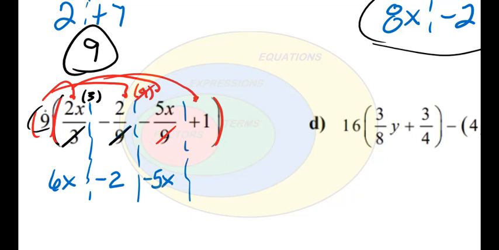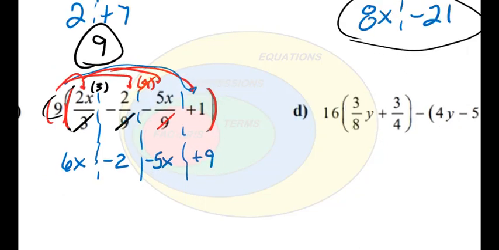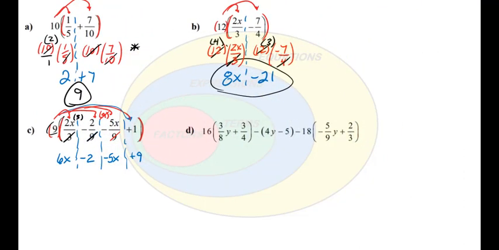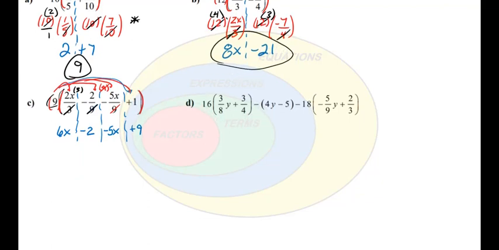Finally, I do need to distribute the 9 all the way across to the last term, which is 1. Nothing cancels, but I still need to multiply. 9 times 1 is 9. So we kind of shortened the expression, did our work as we distributed, and now we can combine like terms. Oh, sorry, I should make that a little bigger.